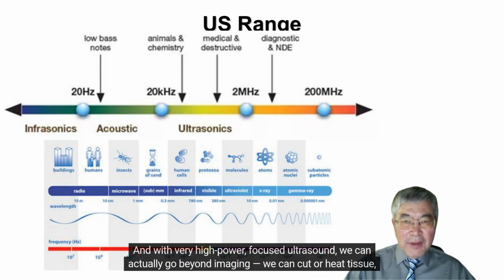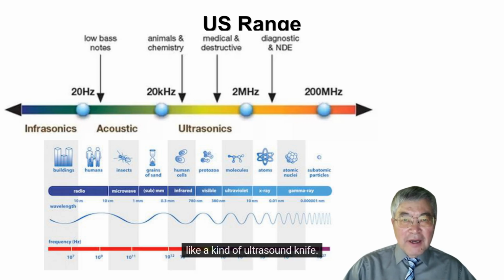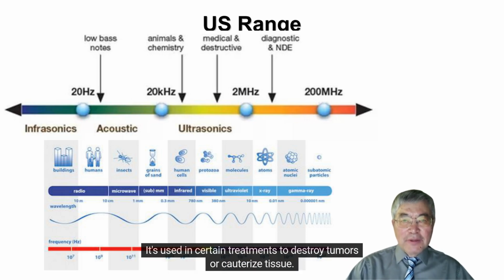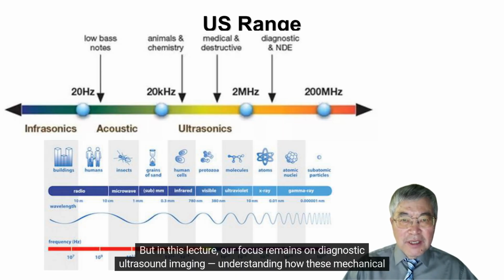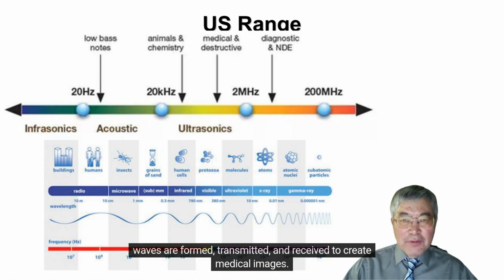And with very high power, focused ultrasound, we can actually go beyond imaging. We can cut or heat tissue like a kind of ultrasound knife. It's used in certain treatments to destroy tumors or cauterize tissue. But in this lecture, our focus remains on diagnostic ultrasound imaging, understanding how these mechanical waves are formed, transmitted, and received to create medical images.